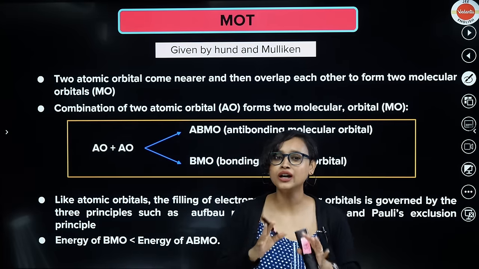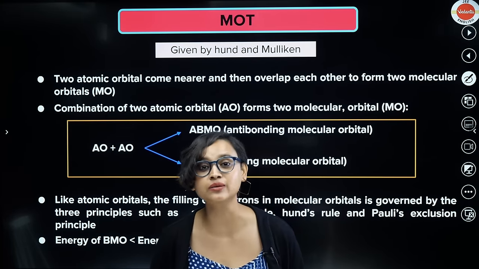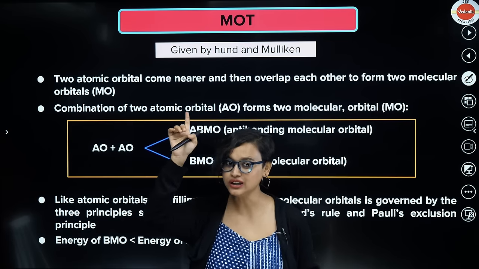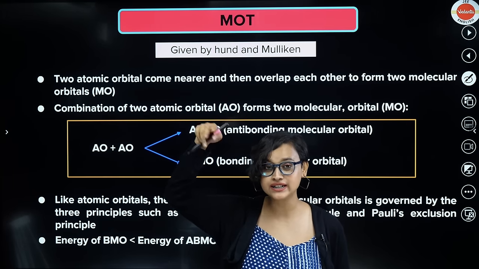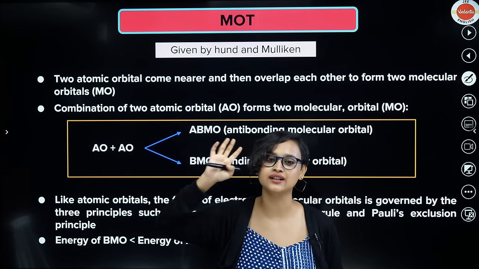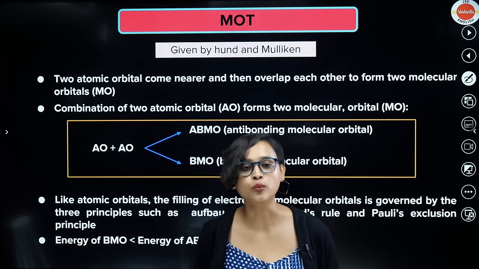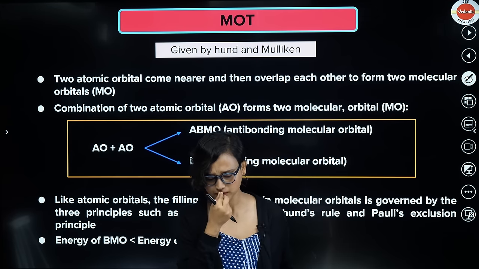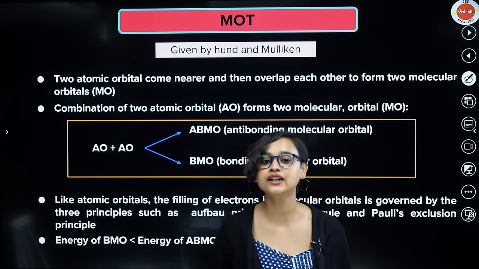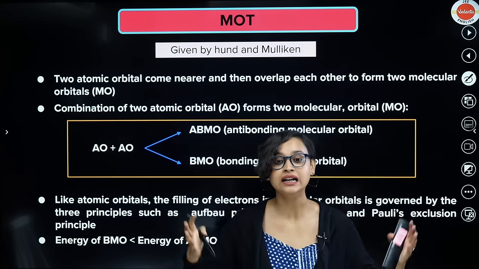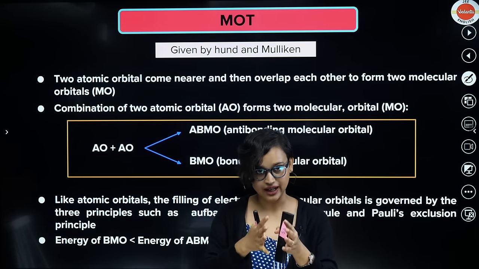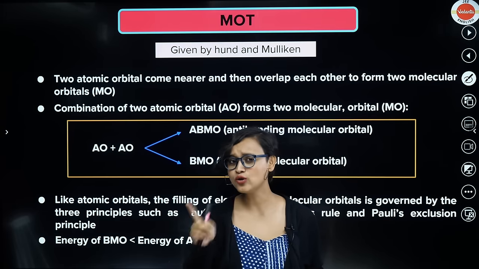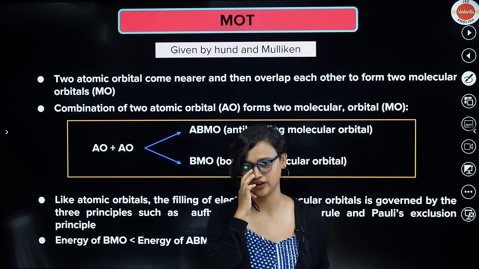Now we go to molecular orbital theory, which was given by Hund and Mulliken. You remember that Hund's rule? Yes, Hund's rule. And then there was a Mulliken scale and all, Pauling scale and all of that. So that Mulliken, exactly. So it was given by Hund and Mulliken. What is MOT? MOT is molecular orbital theory. So they said that if there are 2 atomic orbitals, if they came nearer, and if they overlap with each other, there will be 2 molecular orbitals. There won't be 1 molecular orbital, there will be 2 molecular orbitals.